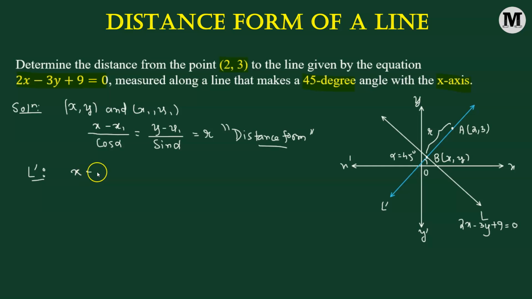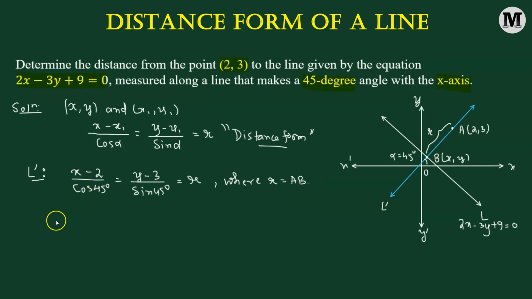So, we have the difference of the x coordinates. So, that's going to be x minus 2, divided by the cosine of the angle that the line makes with the x-axis. So we're going to take 45 degrees, and that is going to be equal to the difference of the y coordinates, so we'll have y minus 3 divided by sine of the angle 45 degrees, and this is going to be equal to r, where we are assuming r to be equal to AB, and that's the value that we need to obtain. Okay.